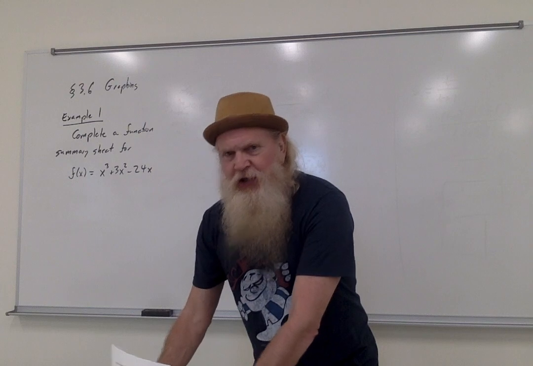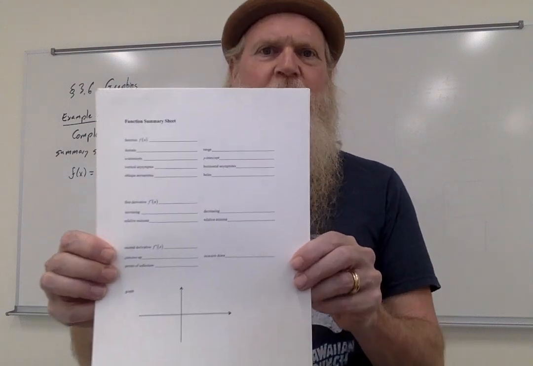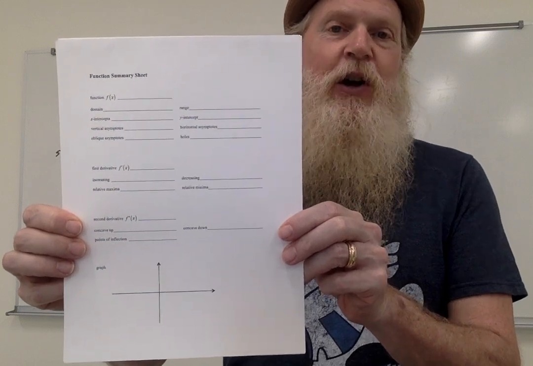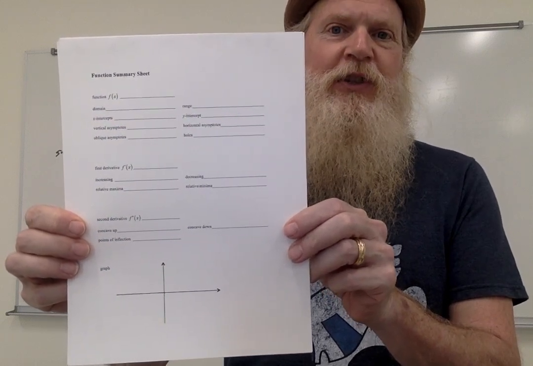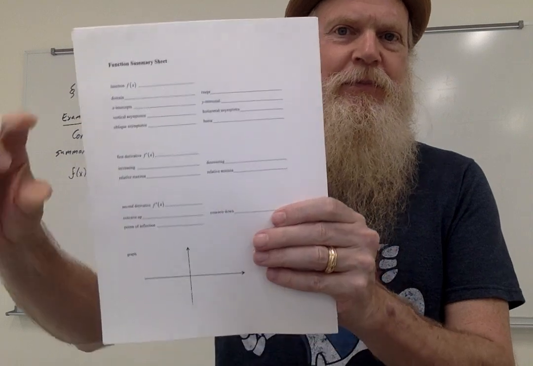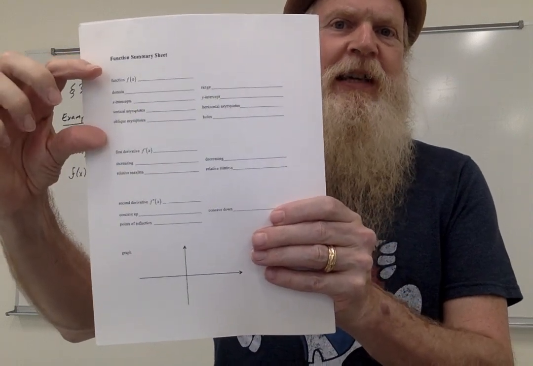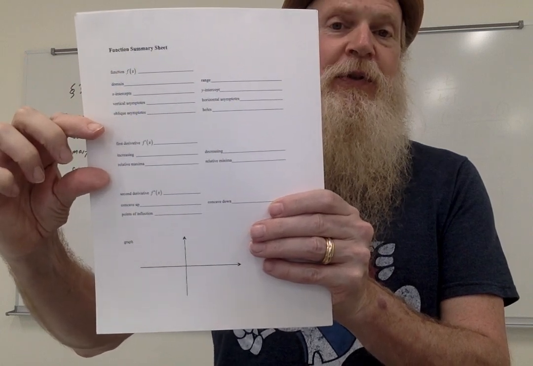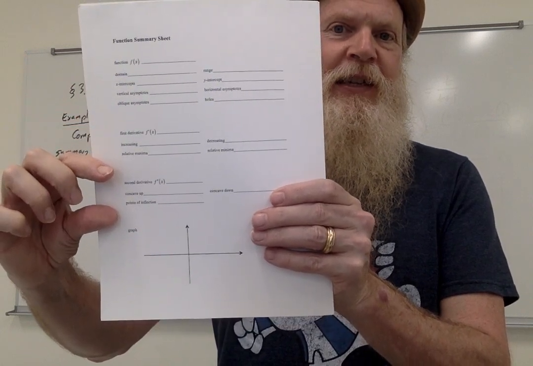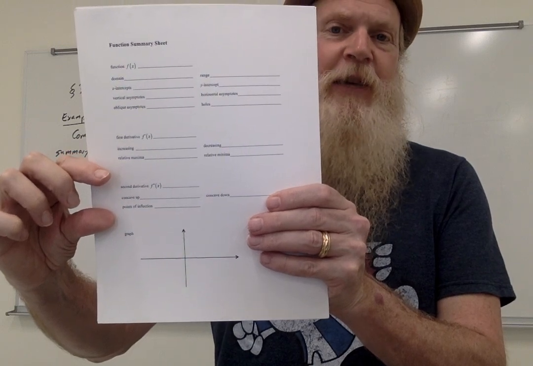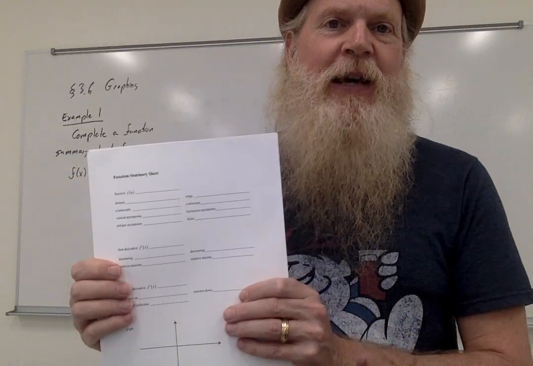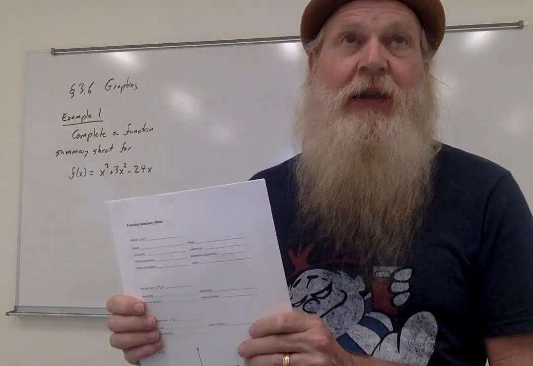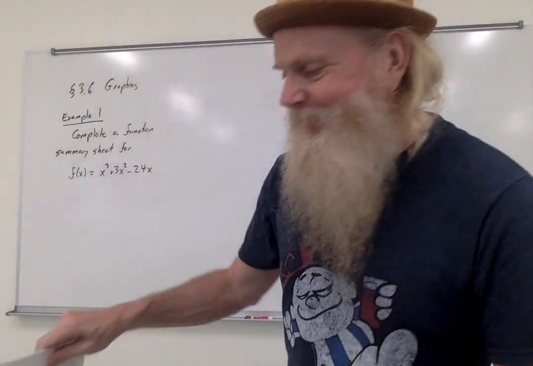Something you should do before watching the videos is download and print a few copies of the function summary sheet. This is a great way of collecting together all the information that we're going to learn from the function as well as its first and second derivatives. The information up at top captures information about the function itself. In the middle, first derivative information, and down here, all the second derivative information. So I suggest that you pause the video and print this out. It's on Blackboard under Exam 2 materials, other.